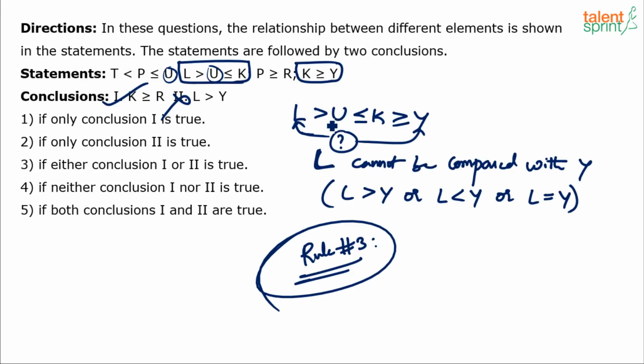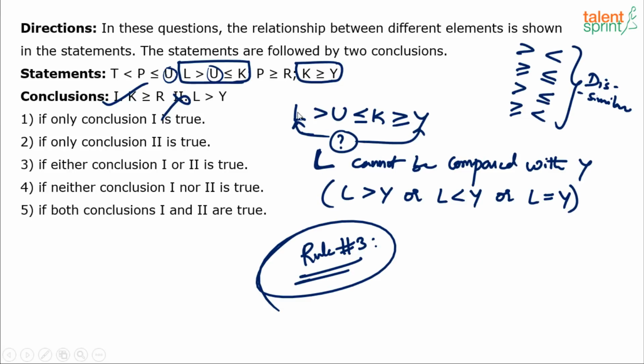Now, greater lesser combination. The moment you see greater lesser combination, whether it is greater lesser, greater than or equal to, less than or equal to, greater with less than or equal to, or greater than or equal to with less than, all these are dissimilar inequalities. These are all dissimilar cases. So whenever you find dissimilar inequalities between two variables, those two cannot be compared. What do we mean when we say cannot be compared? We cannot decide what the result is.